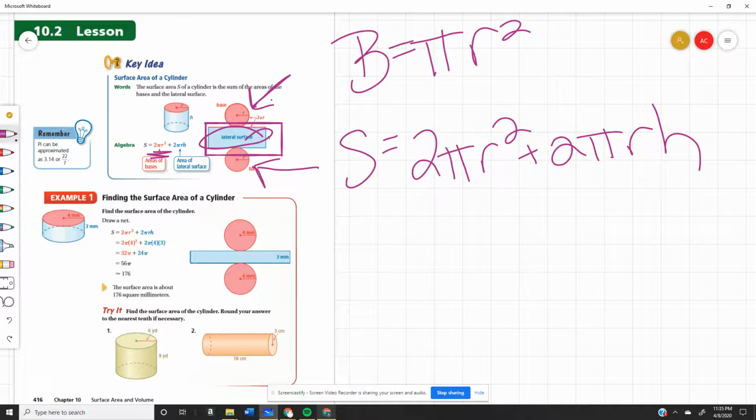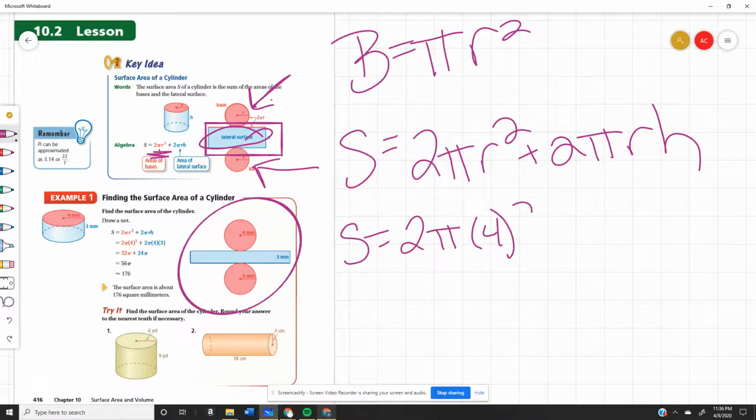It says to find the surface area of this cylinder. The first thing we're going to do is draw a net. And so they drew the net for us right here. You can see it's got this long, skinny lateral surface area followed by the two bases. So we're just going to use our formula here. Surface area is equal to 2 pi times r, in this case 4, squared, plus 2 pi times 4 times the height on this one, which is 3. It's kind of hard to see that height is 3 on the net, but when we look over here on the actual shape, we can really see that height of 3.